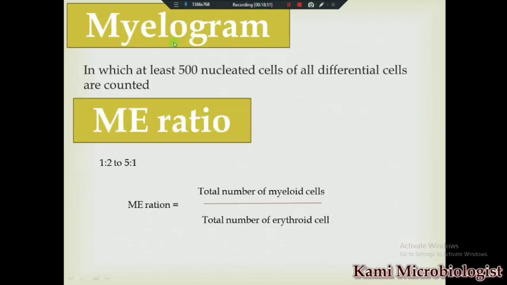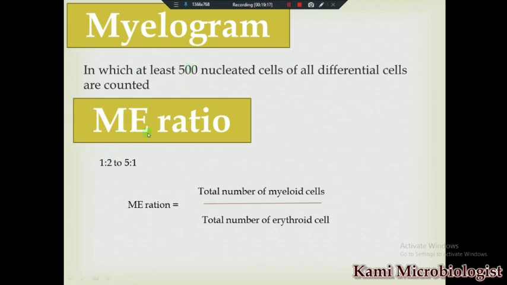Then we will also check the myelogram. Myelogram means nucleated cells. All WBCs that contain a nucleus, we call that myelogram. In a differential cell count, we will count at least 100 cells, and in the myelogram we will count almost 500 nucleated cells. And if it is 500, it means the bone marrow is okay, there is no problem.